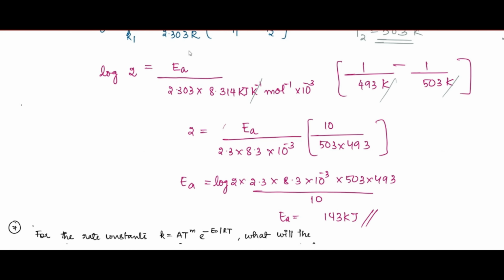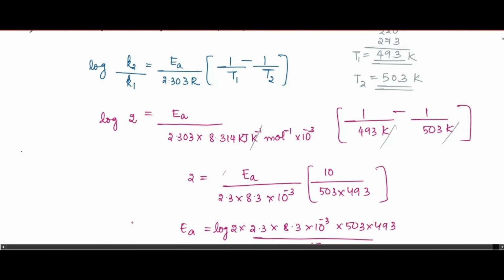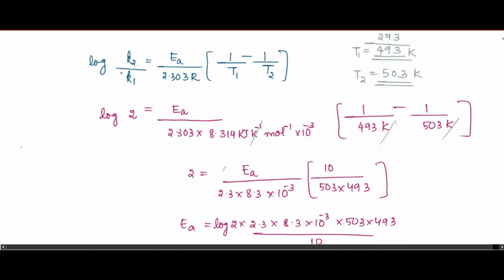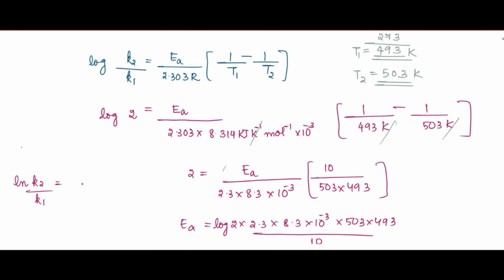Please correct your equation. It is log K2 by K1 is equal to Ea by 2.303 R into 1 by T1 minus 1 by T2. It can also be in the form of ln K2 by K1, in which case it will be Ea by R into 1 by T1 minus 1 by T2. Okay, because it is log, 2.303 comes here.